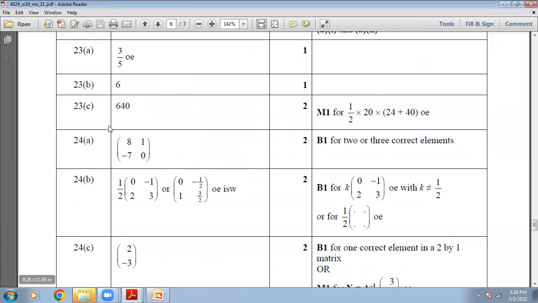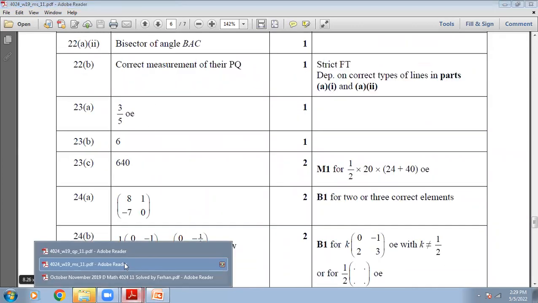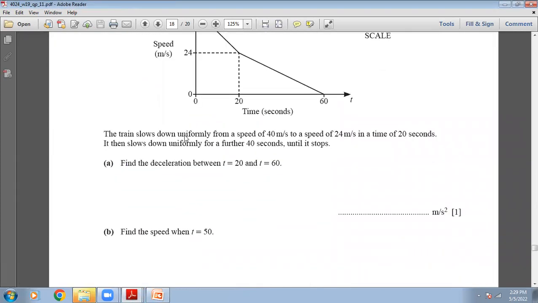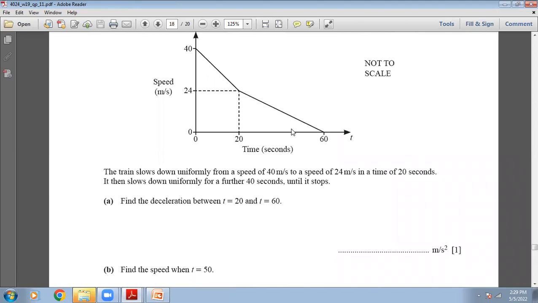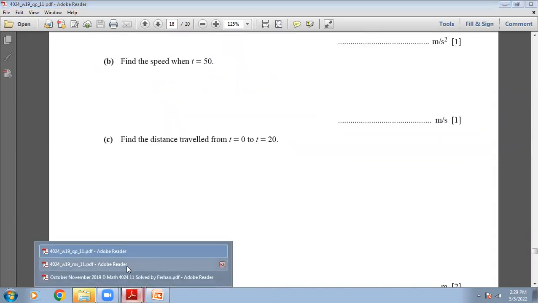Let's check the marking scheme. In the marking scheme, it says 3 by 5. So our answer is right. That will be 0.6. Okay. So the next part, he says find the speed when t is 50. When t is 50 here somewhere, we have to find the speed. You see, we will take 3 points, 20, 24, 50, v and 60, 0. Whatever is the slope of these 2 points, same will be the slope of these 2 points. Okay, so that is the strategy of how we will work.